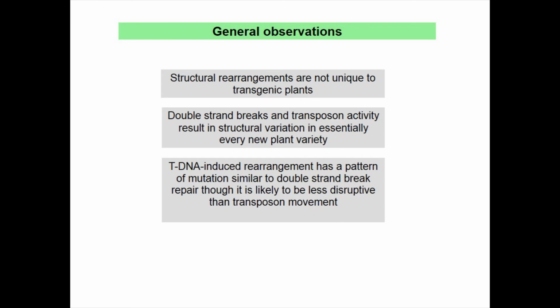So this is reiterating those points. Structural variations are not unique to transgenic plants. I think we've all agreed on that. Double-strand breaks and transposon activity result in structural variations in essentially every plant, given the frequency of these events that we've observed. Every one of those rice varieties has major structural variations, and the tDNA-induced rearrangements have a pattern of mutation that is really similar to what we observe in structural rearrangements in natural populations at a mechanistic level.